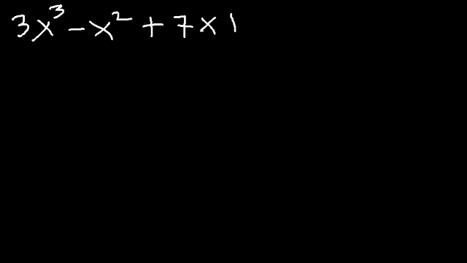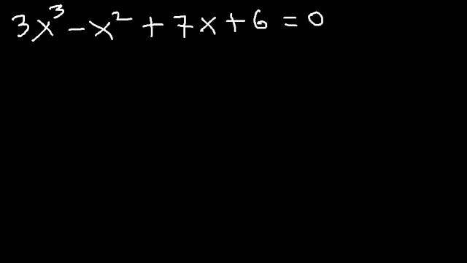Now what if you have a problem that looks like this? 3x cubed minus x squared plus 7x plus 6. So go ahead and solve for x. Find the zeros of this particular function.